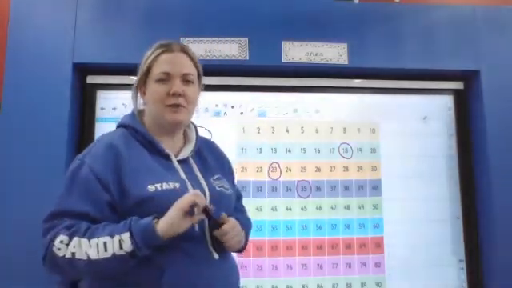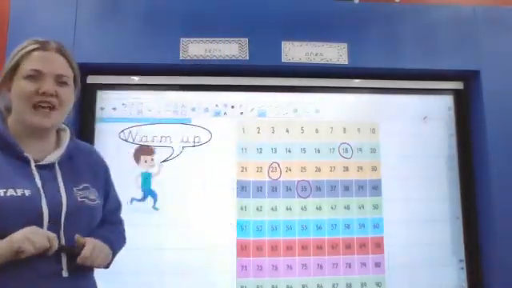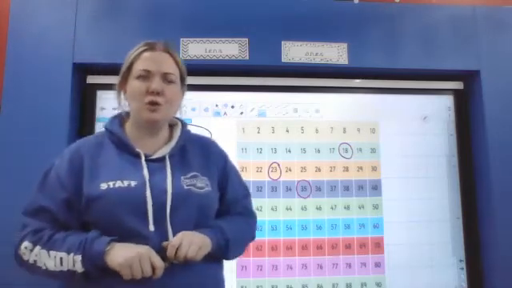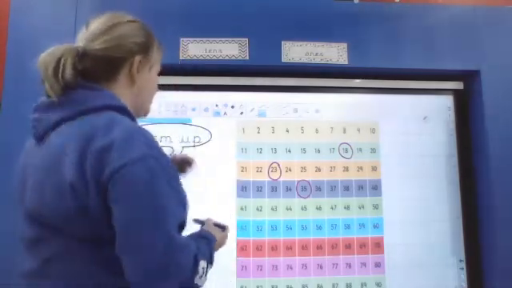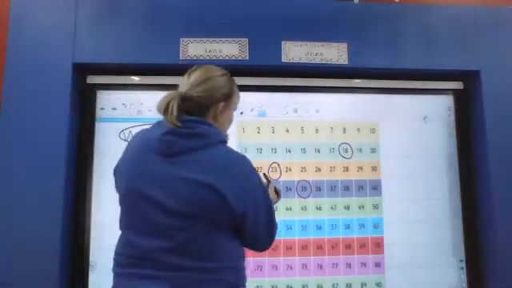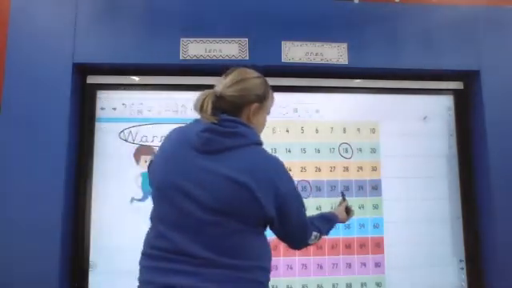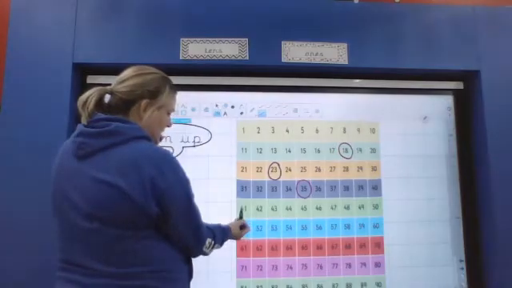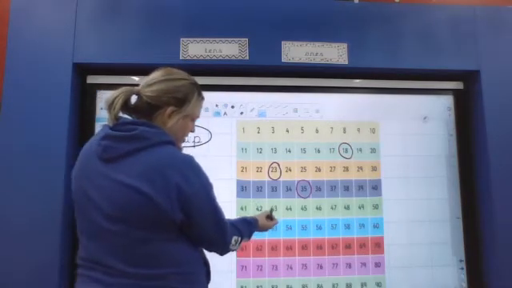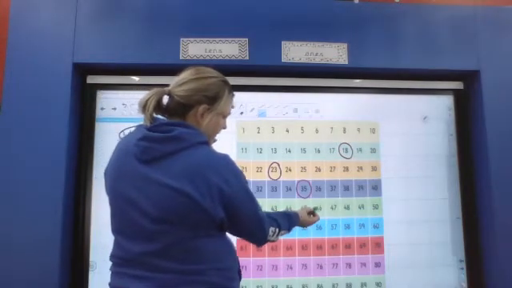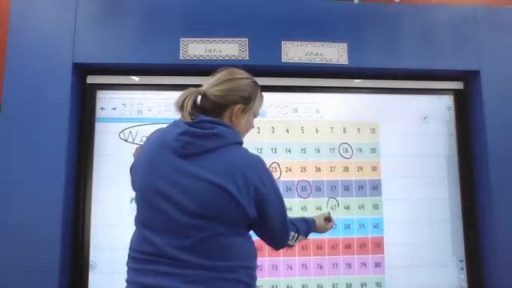Okay, let's go harder. I would like to find the number 47. So, there are all the 20s. There are all the 30s. So here's all the 40s. 41, 42, 43, 44, 45, 46, 47.